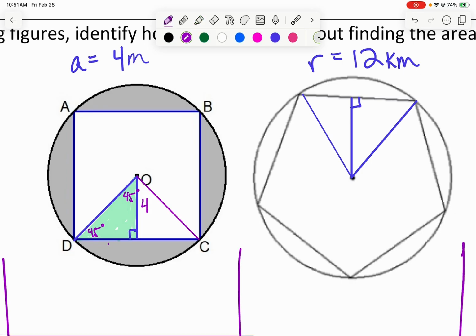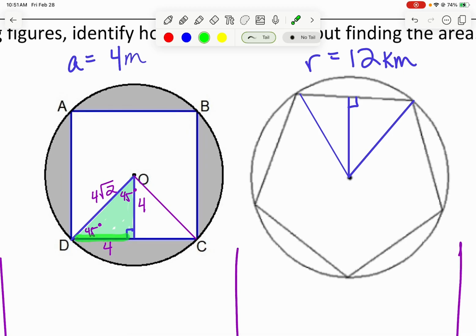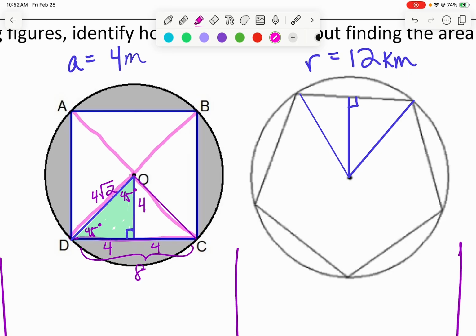Okay, so when you did this, you should have gotten that this is 4 and the radius is 4 root 2. If from here to here is 4, then from here to here is also going to be 4, making this whole base 8. And so now, again, if I highlight in pink, how many of these whole triangles are there going to be that make up my square? It's going to be 4.